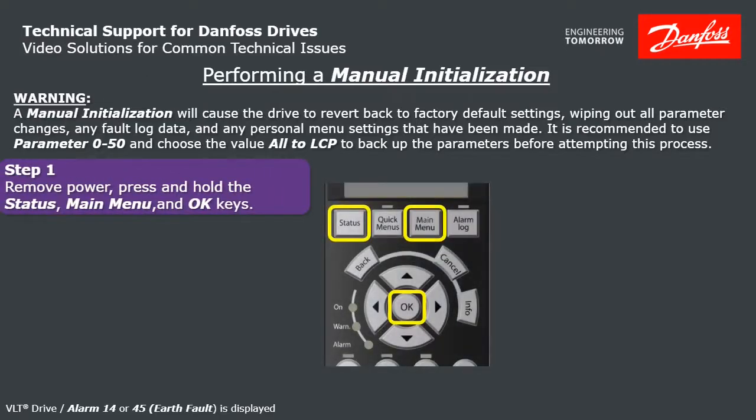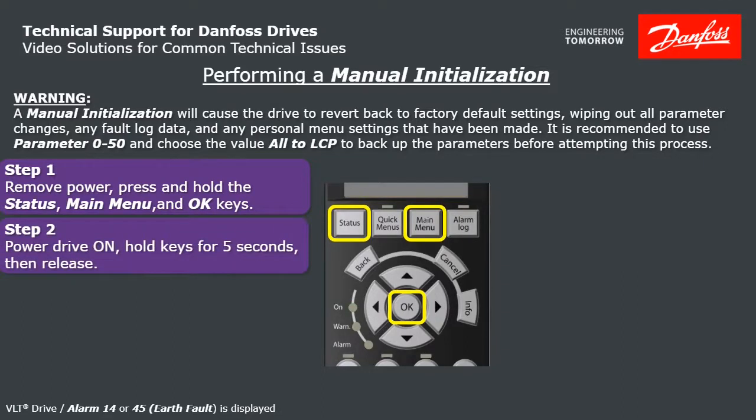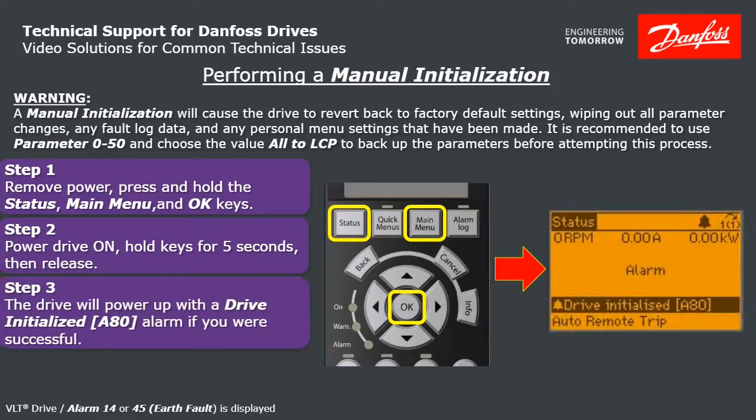With the power off, press and hold the status, main menu, and OK keys. Power the drive back on while holding the keys for 5 seconds, then release. The drive will power up in a drive initialized A80 alarm if you are successful. Press the reset key to clear the alarm. If the alarm fails to reset after the initialization, you can move on to the next step in the process.